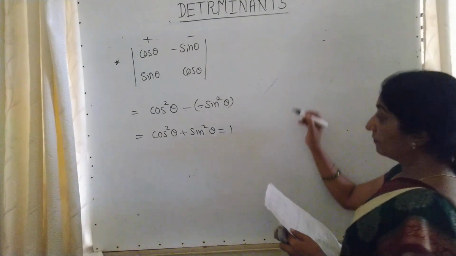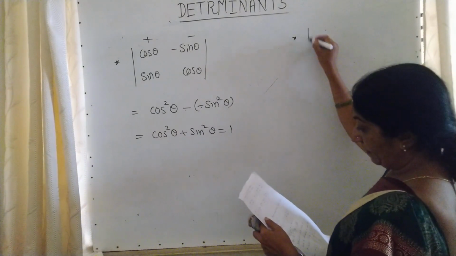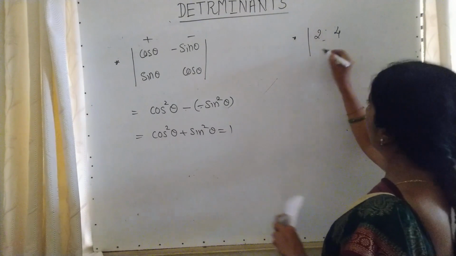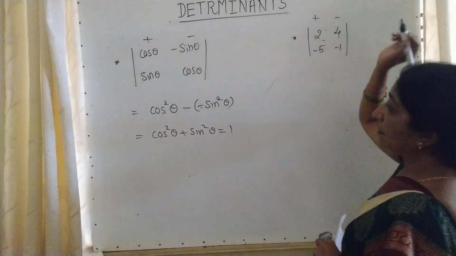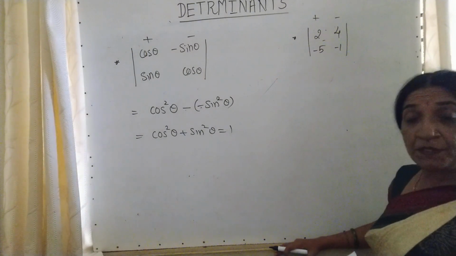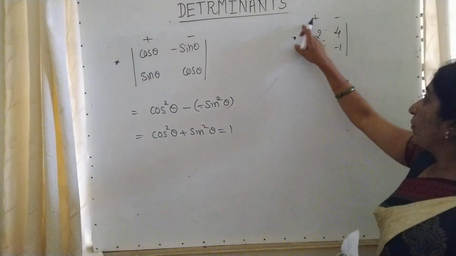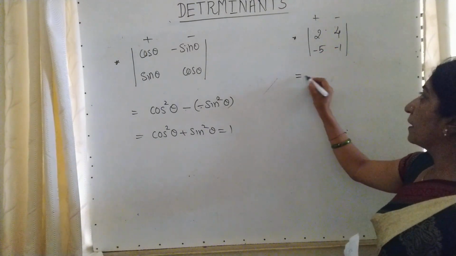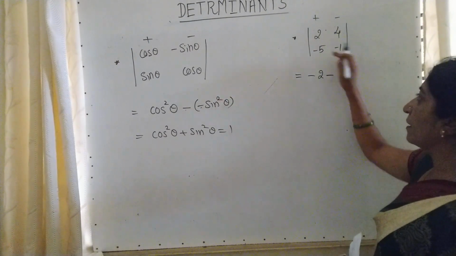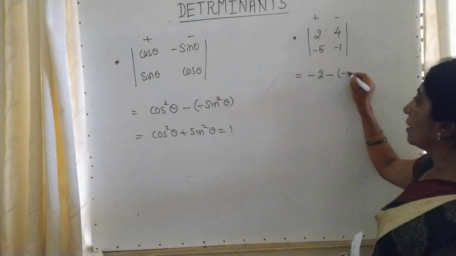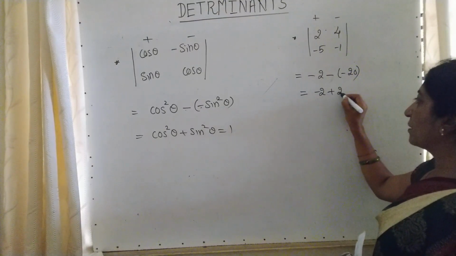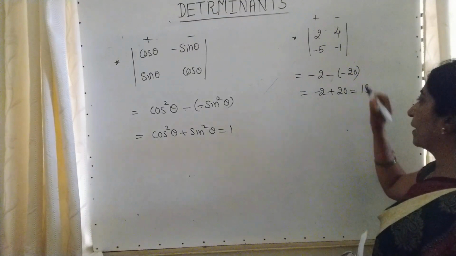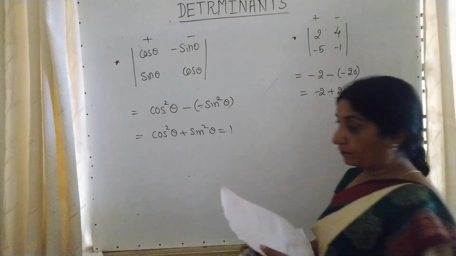Now next one. 2, 4, minus 1, minus 5. As usual, plus minus. That's why I told you to keep the pencil with you. Now from left top to right bottom, it is minus 2. Middle minus, minus 5 into 4 is minus 20. It is minus 2 plus 20. That is equal to 18.